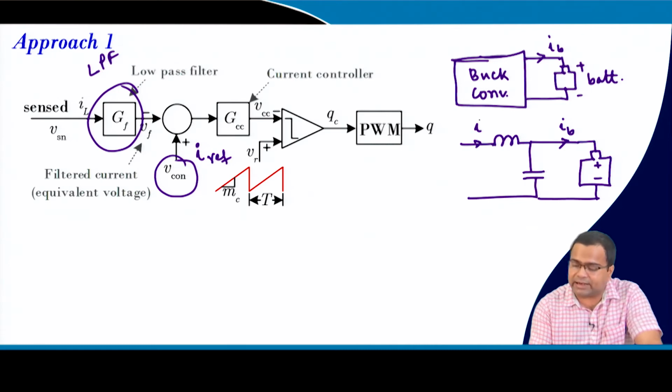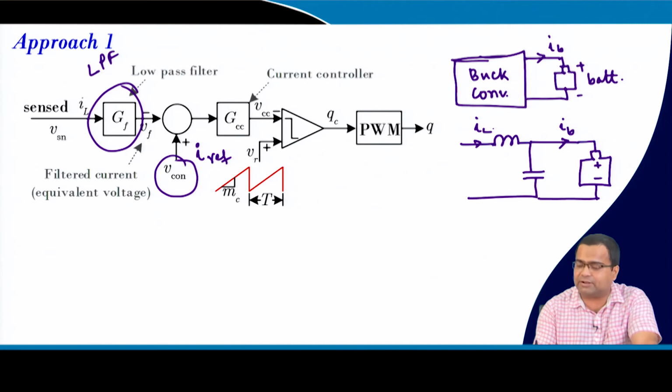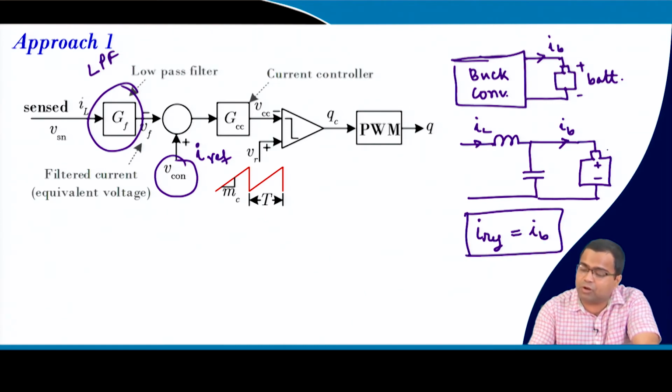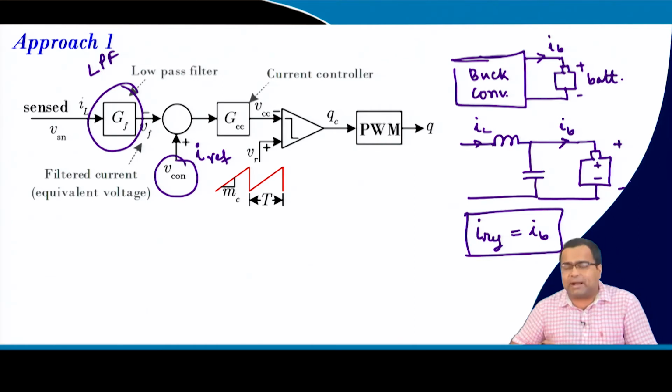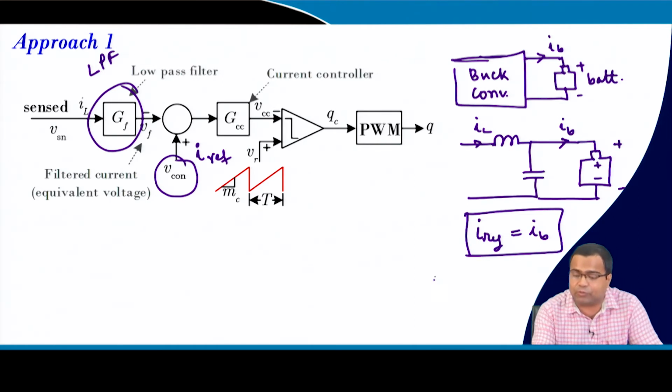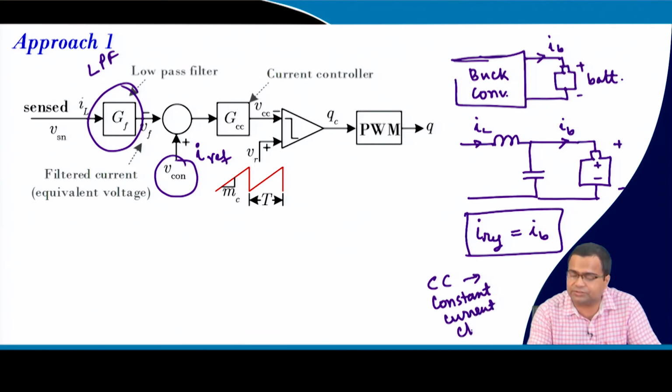So for the inductor current, we have to maintain the average value of the inductor current the same as the battery current, right. So one way, we give the reference I ref straight away equal to I battery, and we do not take into account this closed loop, because while charging a battery there is something called CC mode, constant current mode, constant current charging.